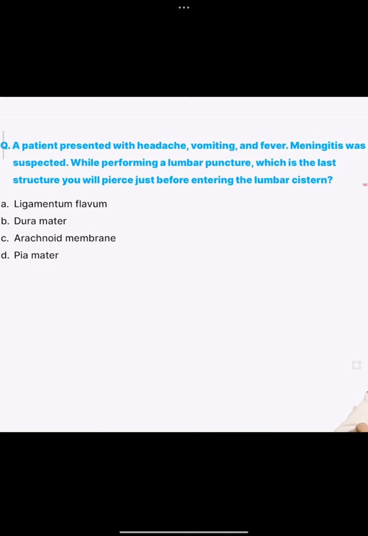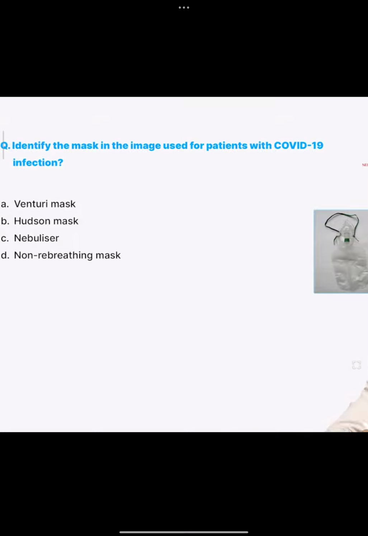Again guys, for the layers of spinal: skin, subcutaneous tissue, supraspinous ligament, interspinous ligament, ligamentum flavum, dura, arachnoid. So the last layer always will be what guys? Arachnoid membrane. Before entering the subarachnoid space or lumbar cisterna, the last layer would be the arachnoid membrane.